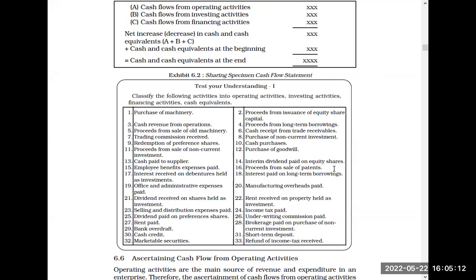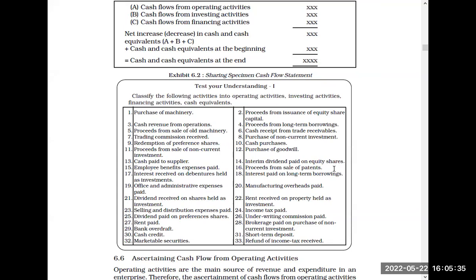The 17th one you are talking about? 17th one, interest received on debenture. That means investment activity. You bought debenture, you are getting interest on that. Okay, 19th one, operating. 20, operating. 21, investing.